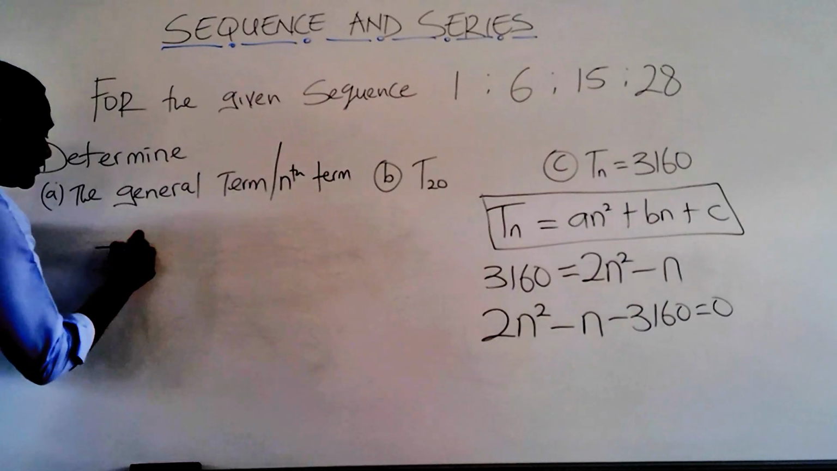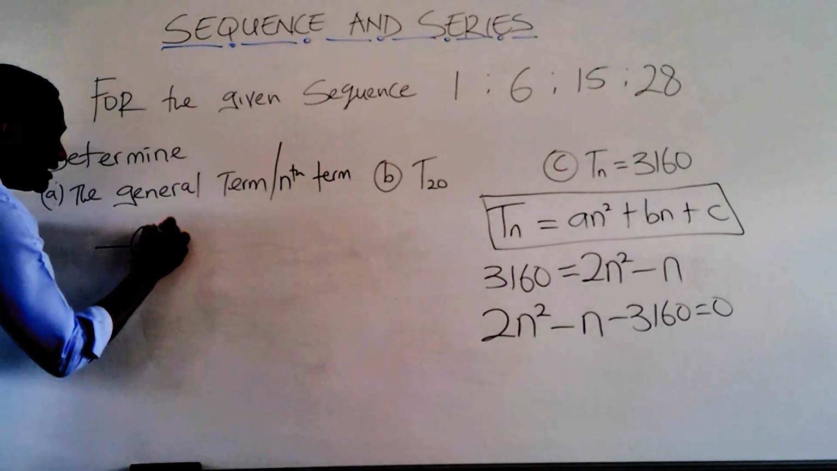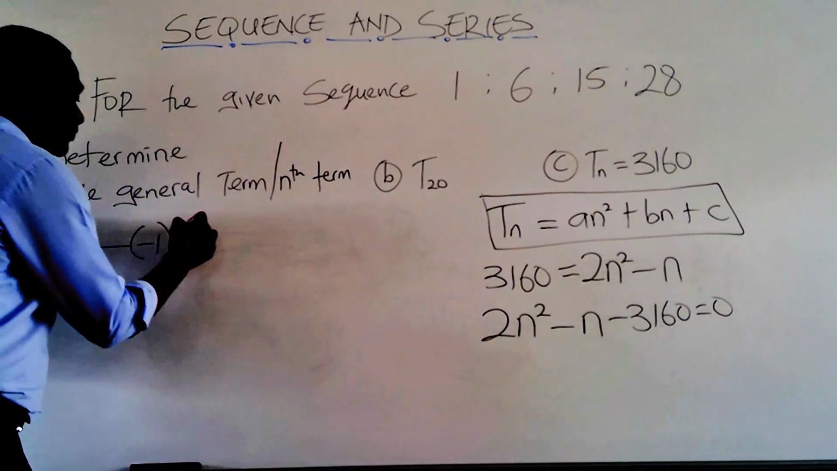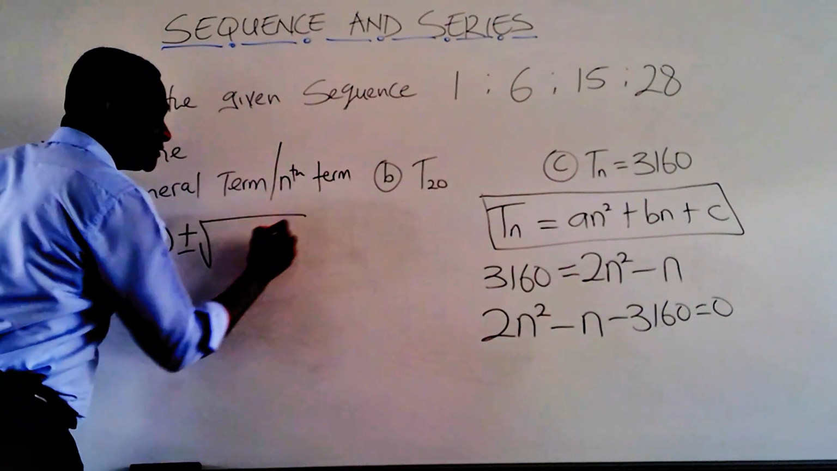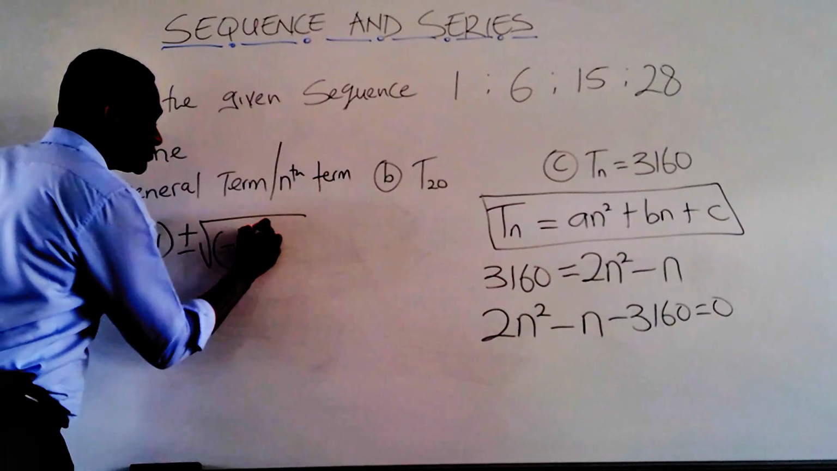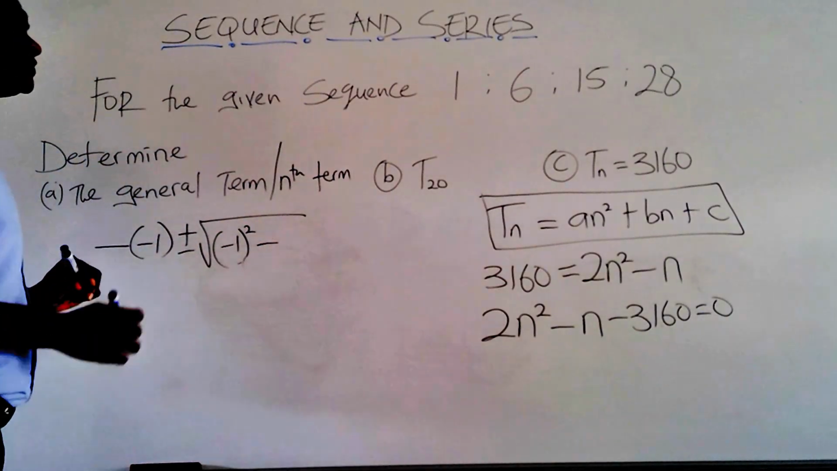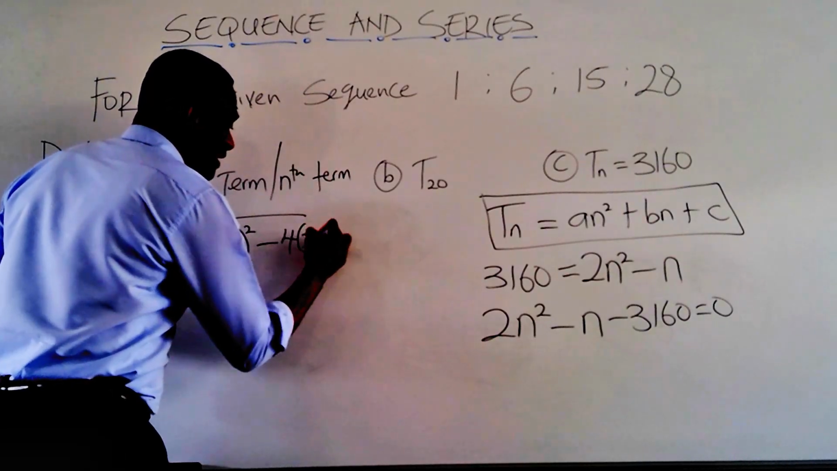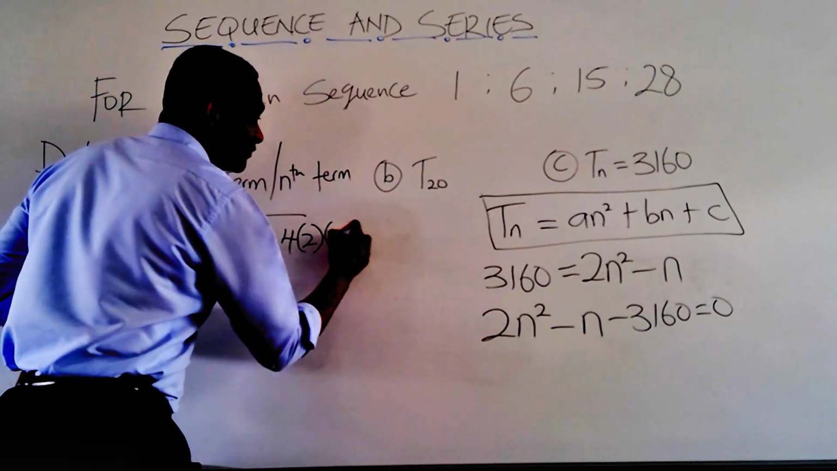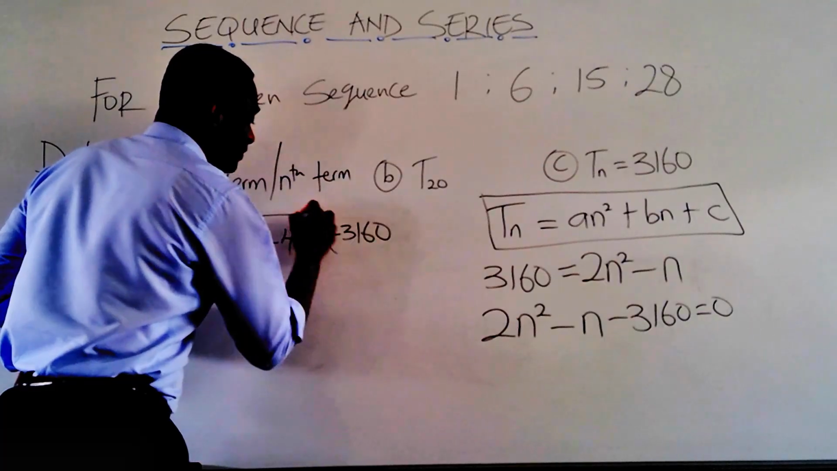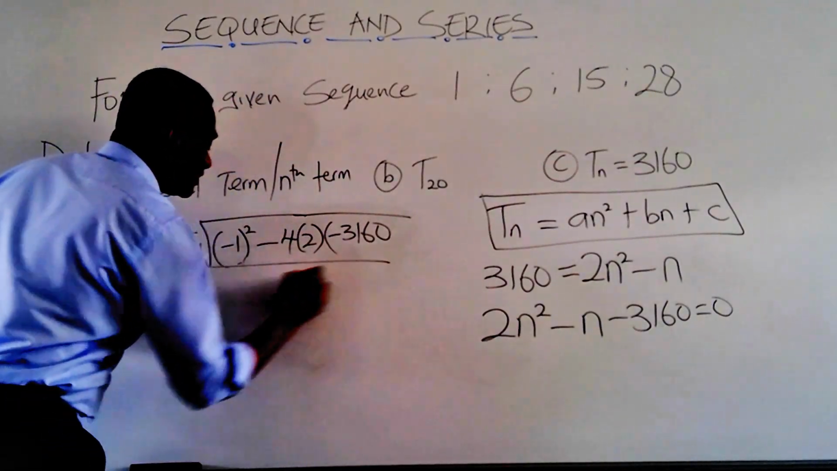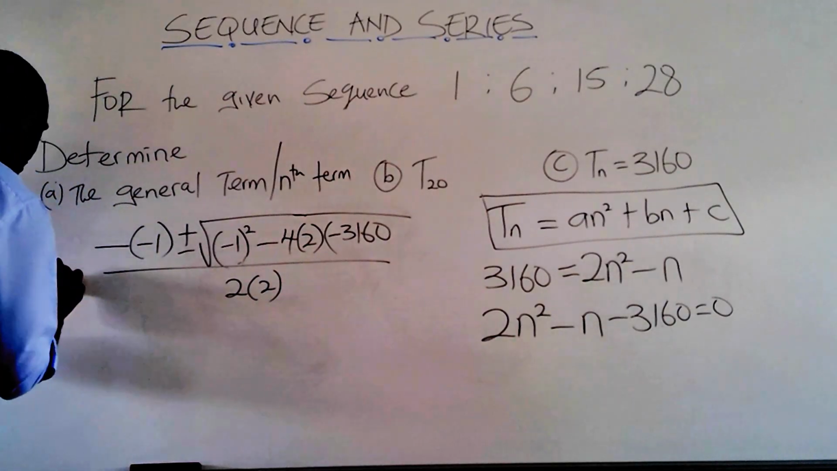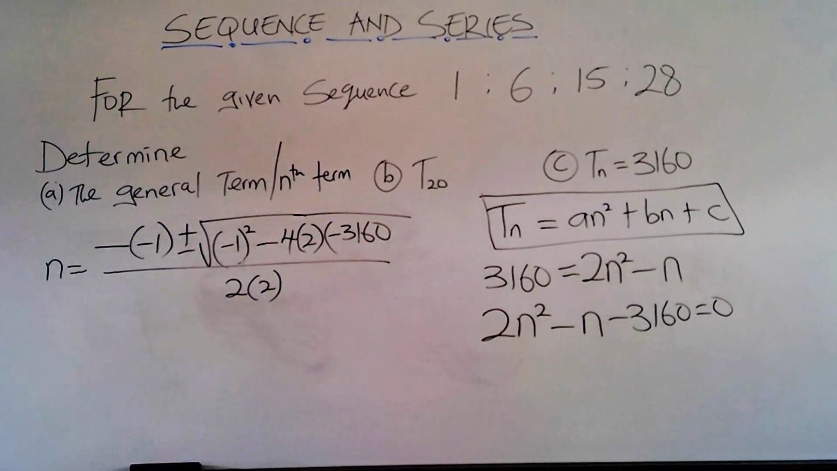It says minus b. Our b in that case is negative 1, plus or minus the square root of b squared, so we have negative 1 all squared minus 4ac, all over 2a. That will give us the value of n.